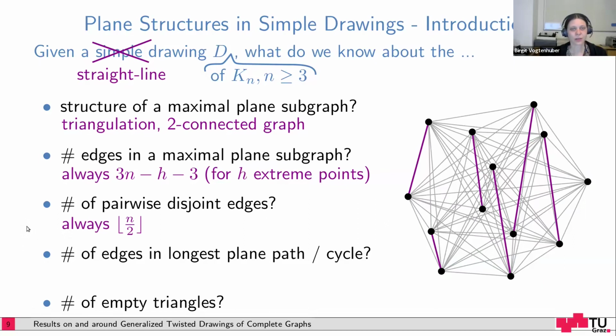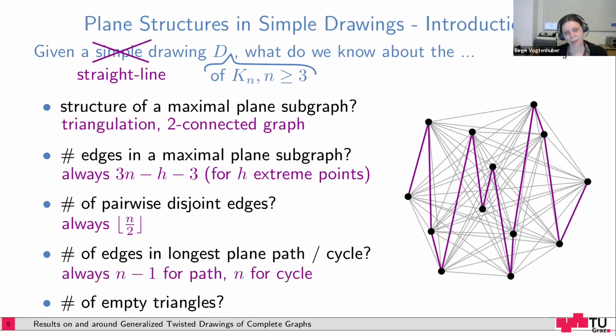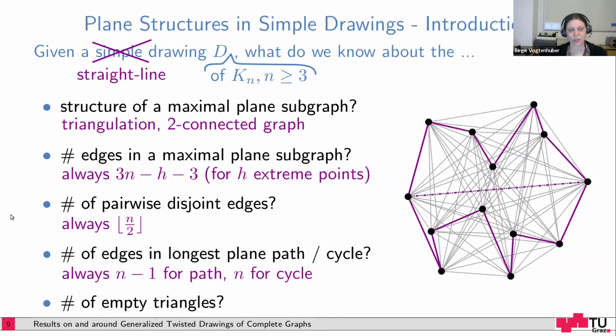And also it's well known that straight line drawings of complete graphs always contain plane Hamiltonian paths, for example, again, connecting the points in x order, and also plane Hamiltonian cycles. One way to do this would be to look at the edge between the first and the last point in x order, and then have two paths, one on the top and one on the bottom.